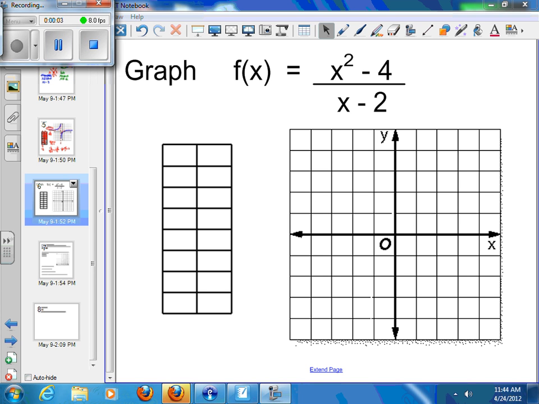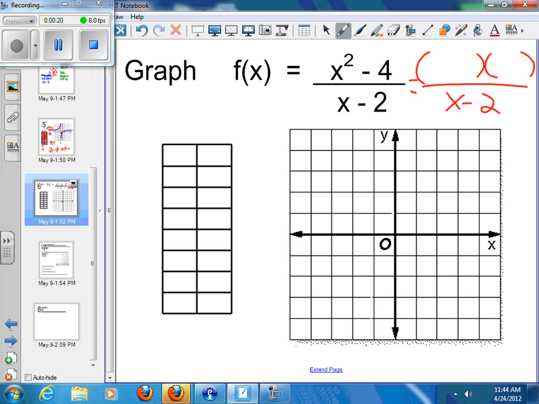Okay, so this is section 9.3. This is going to be example 3, and we're going to graph a rational function. So again, first step when we graph a rational function is to factor the top and bottom. And the bottom's not going to factor, we're just going to have an x minus 2.